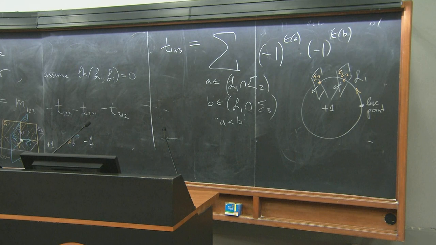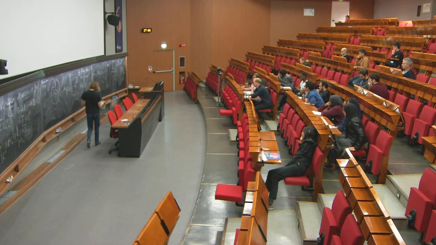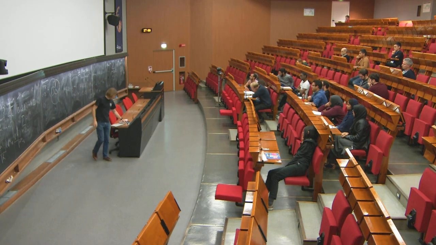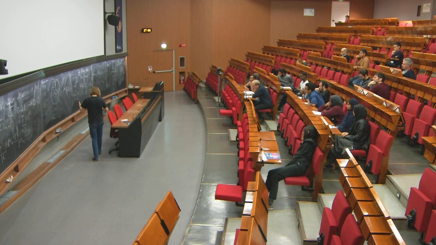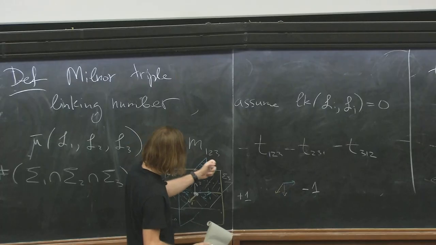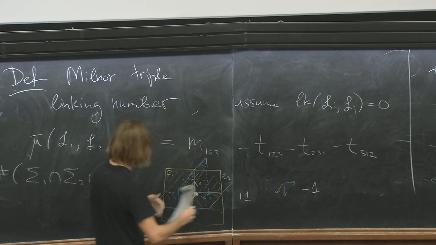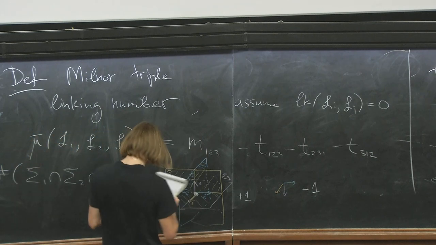And so one can argue, by doing a similar argument, I don't have time for this, but one can argue that this is indeed invariant. So it's independent of the choice of Seifert surfaces, and also invariant under ambient isotopy of the link itself. The way to check this is that you can consider certain basic deformations, and you can show that the contributions to different pieces here can be traded off once you do the deformation. But the total sum is invariant.